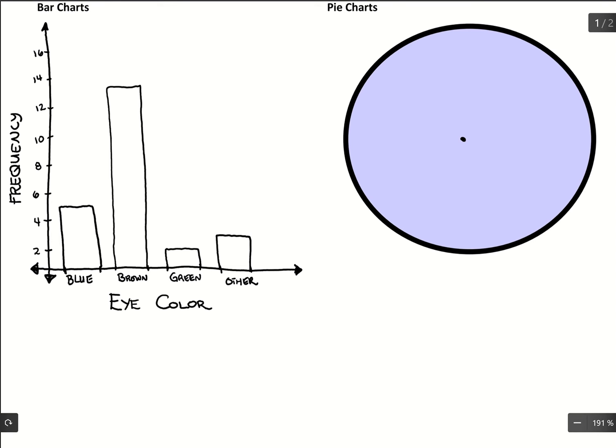So with bar charts, we don't examine the shape of it. Instead, all we can talk about is highest frequency, lowest frequency, and how it decreases. But in terms of shape, we can't describe that because it could have any shape. It just depends on what order we put the categories in.